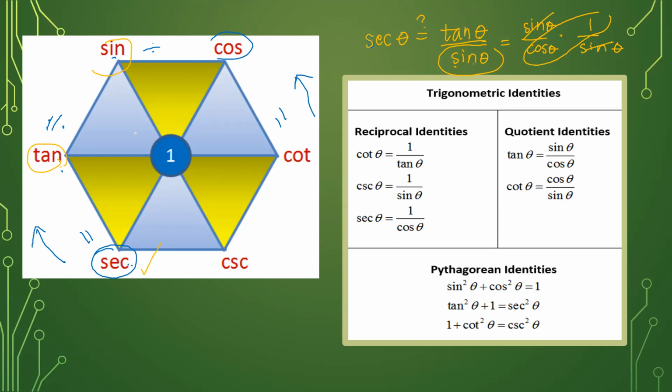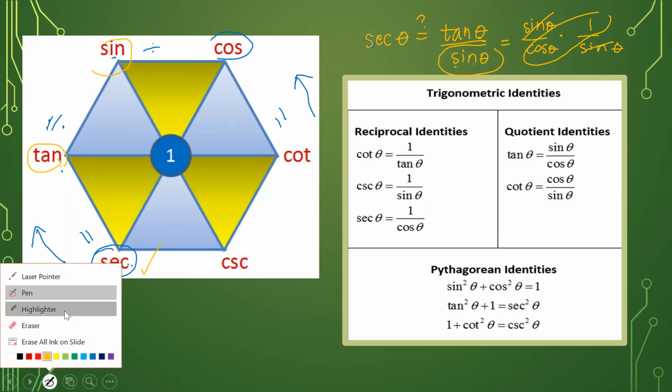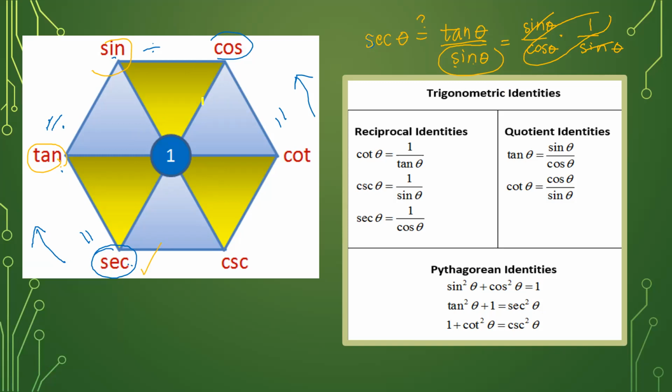Tapos, isa pa, no? Meron pa tayong isa pang version. Let's use a highlighter naman. Okay? So, gagawin natin yung ating triangle. Magpo-form tayo ng parang greater than symbol like this. So, that means sine squared, you're squaring the trigo function on this vertex, plus the square of the trigo function on this vertex. Sine squared plus cosine squared equals 1.